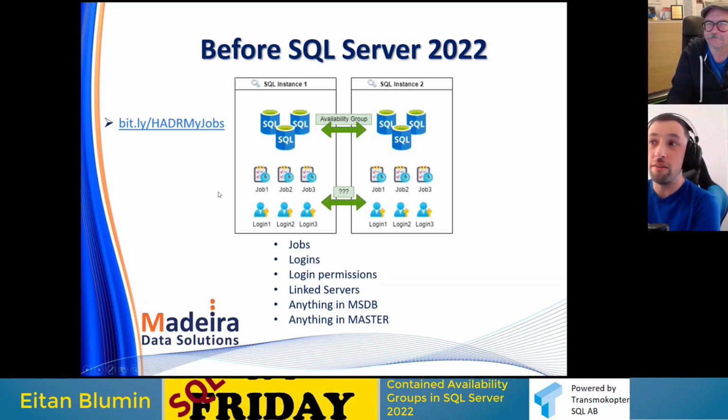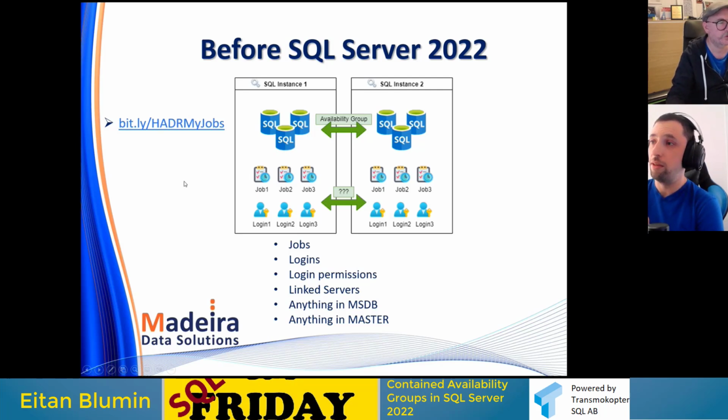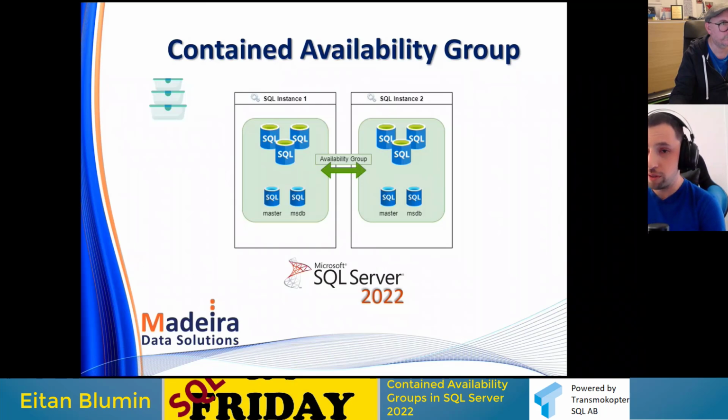Anyways, you can go ahead and visit this link, and if you have an availability group with jobs that you want to be able to fail over automatically together with the database, then that's an excellent solution. It works great. It's very customizable and flexible. You can do all kinds of cool stuff with it. So with that blog out of the way, let's move into SQL Server 2022, where we have contained availability groups.